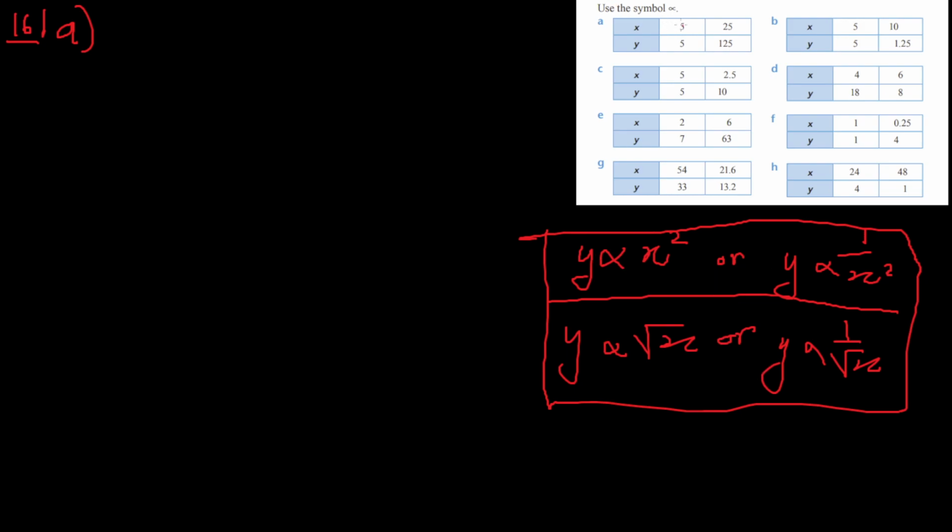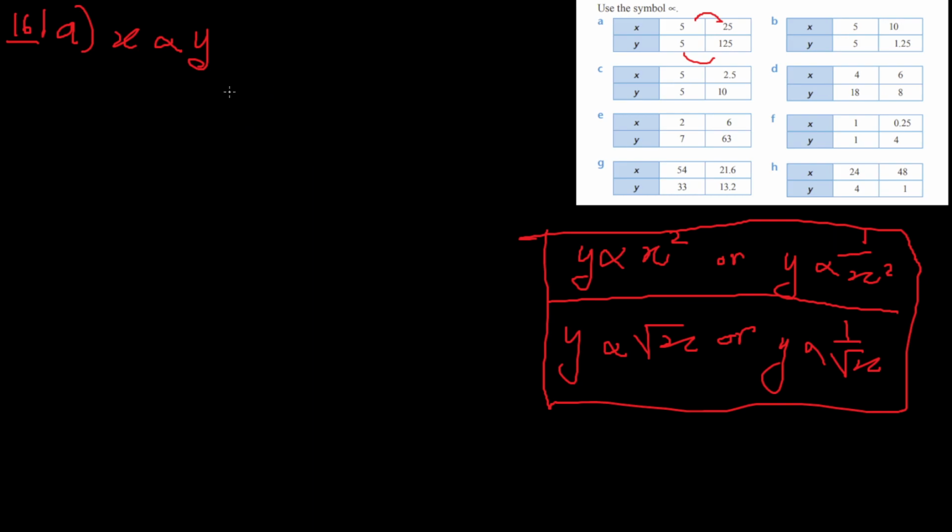So let's see the first table. It's 5, 25, 5, and 125. So we see both of them are increasing. So x is directly proportionate to y. So we can see that, apologies, basically x equals ky. Or basically we can use x equals ky.